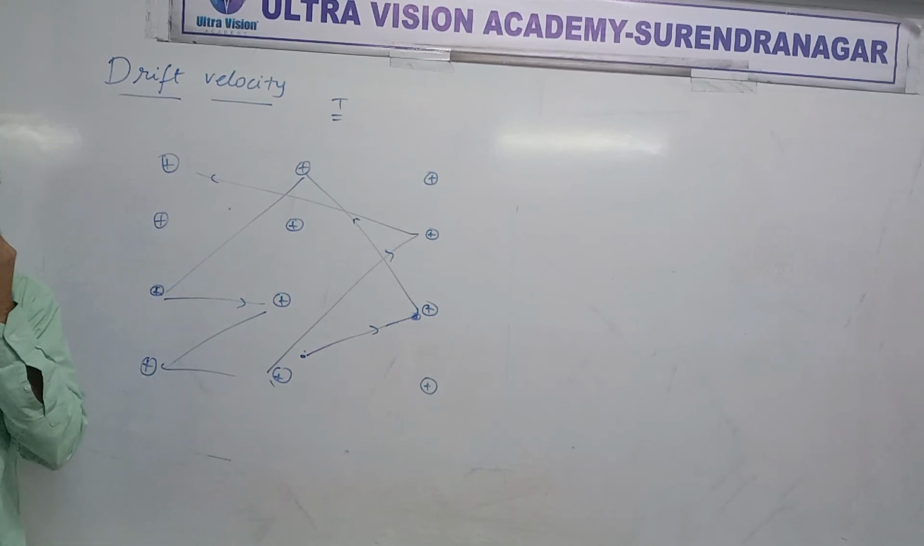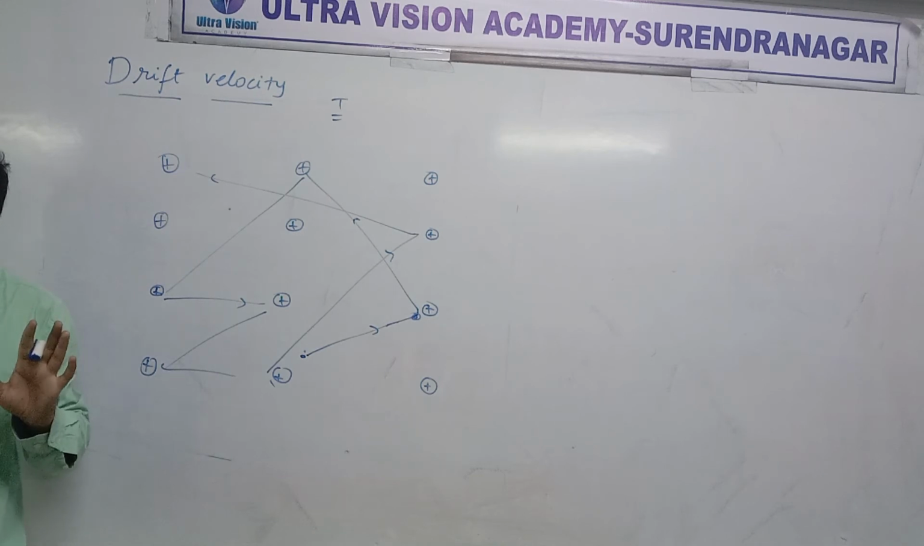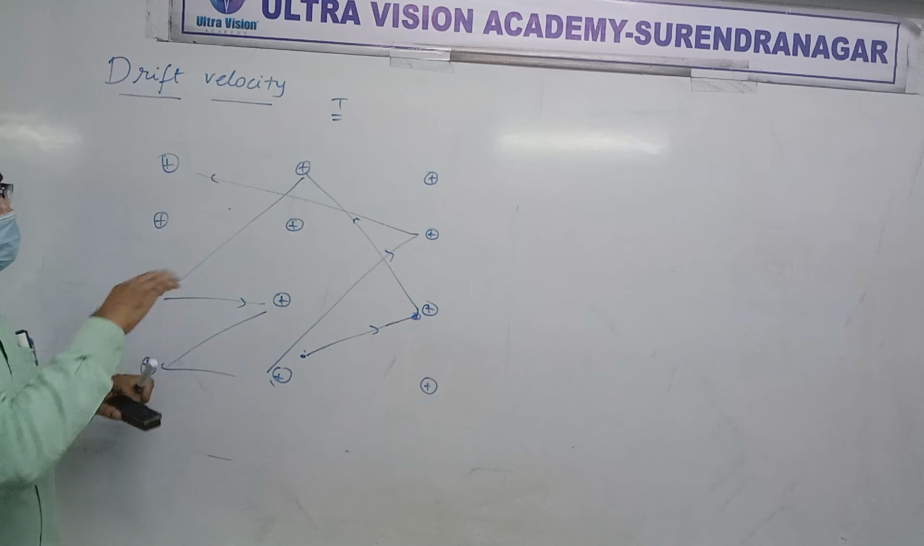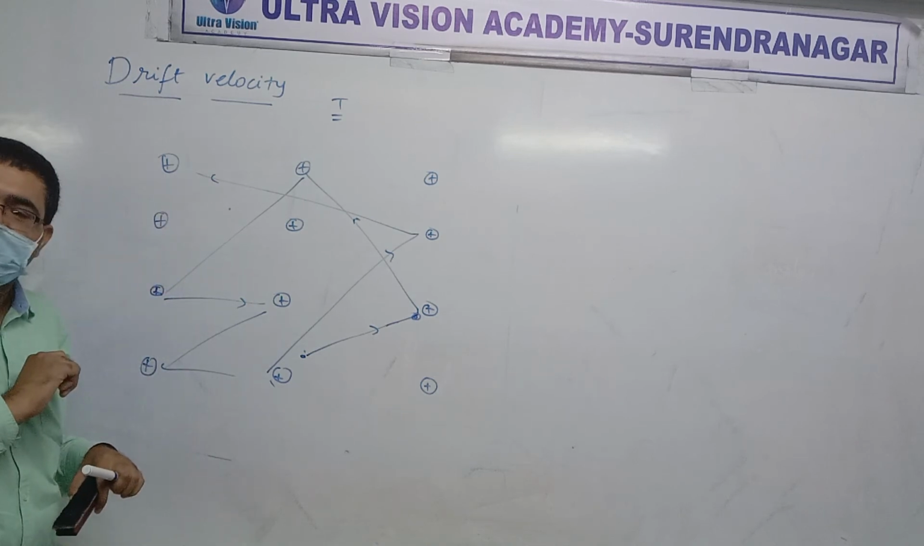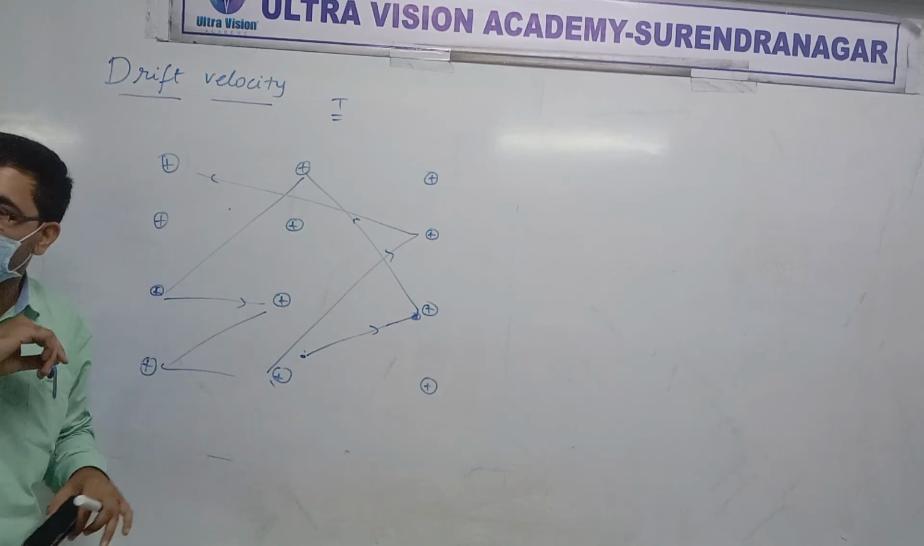Similar to the kinetic theory of gases. Fine. Okay. Here current will not flow. Why? Because all the free electrons would be moving randomly.